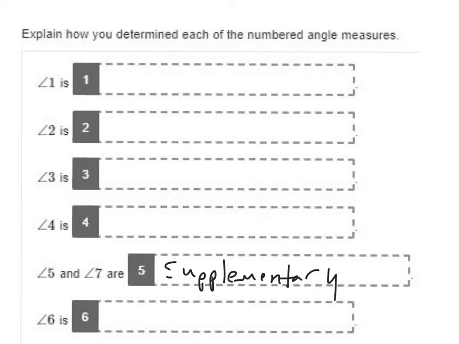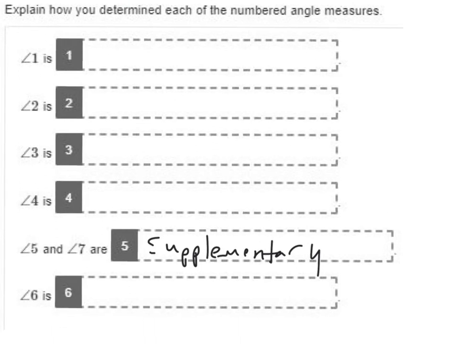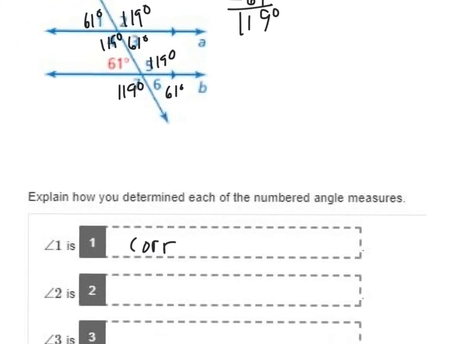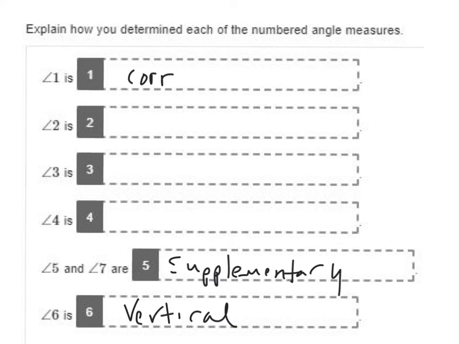And angle 6, let's go back to the figure. Angle 6 was vertical to the given angle. So angle 6 is vertical to the given angle. Let me move back up. So angle 6 is vertical. And let me see. We have angle 1. Angle 1 corresponds to, let's go back up. Angle 1 corresponds to the given angle. The given angle of 61 corresponds to the given.